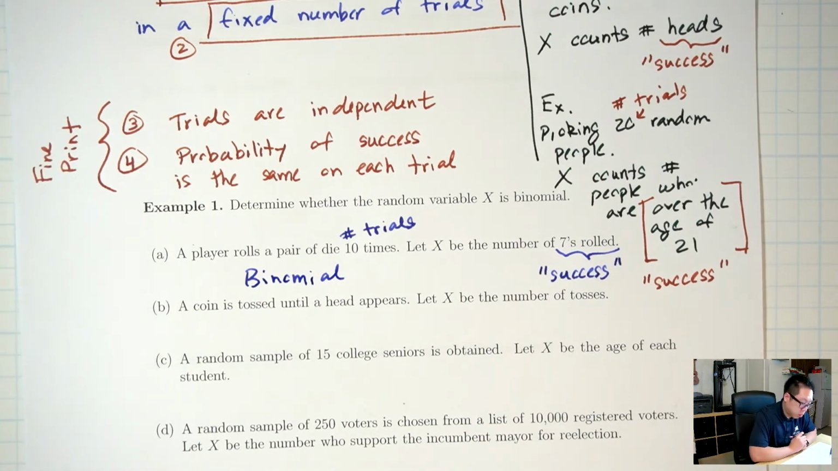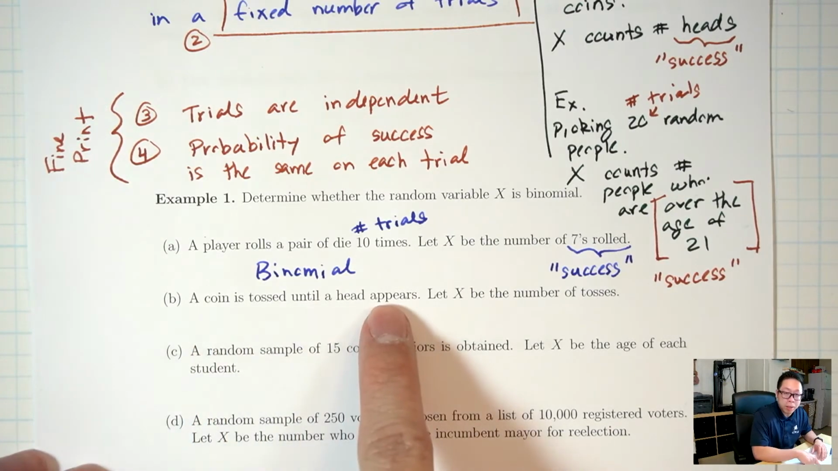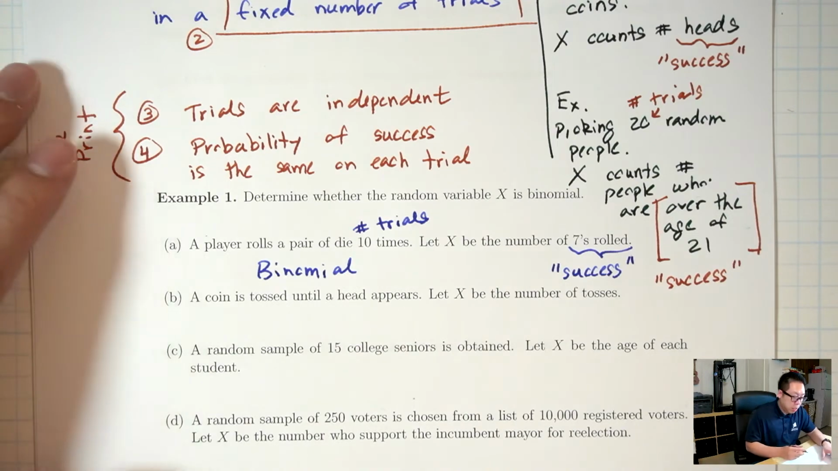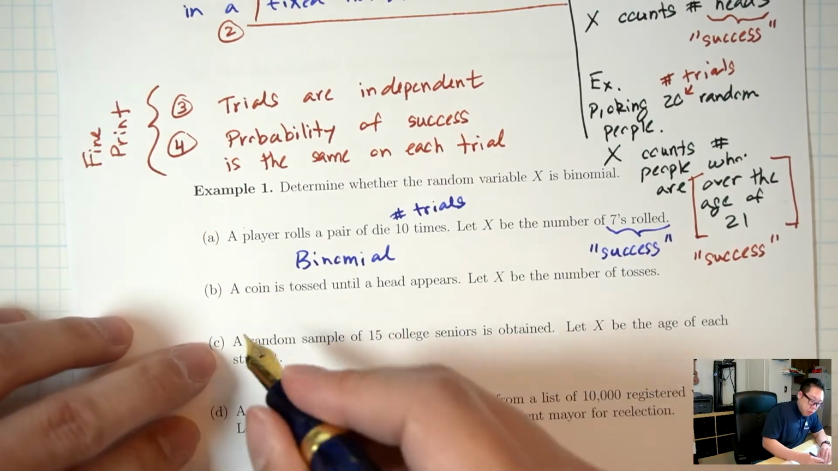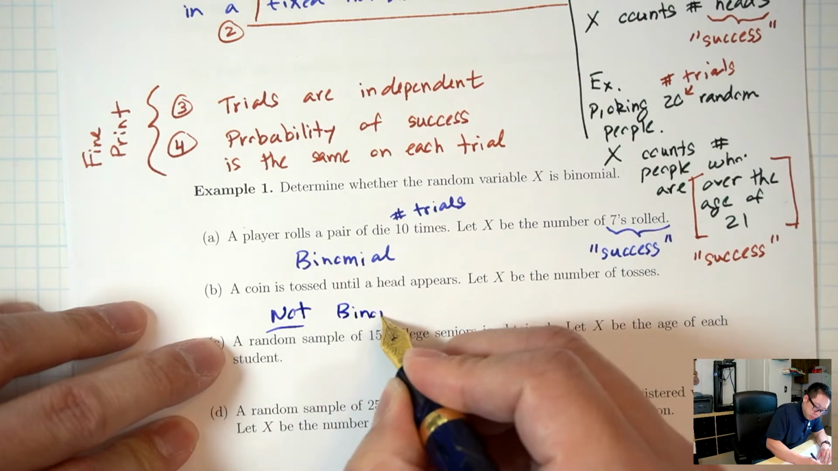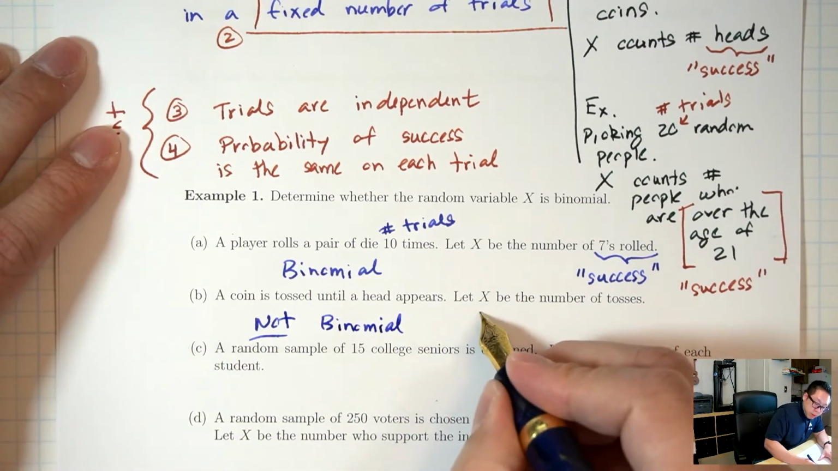Part B: A coin is tossed until a head appears. Let X be the number of tosses. Here, flipping a coin is the random process. Are we doing it a fixed number of times? No. You're flipping a coin until a head appears, right? You don't know if it's going to be on the second toss, on the 10th toss, or on the 20th toss. So we're not doing it a fixed number of times. So this is not going to be binomial, because the number of trials is not fixed.